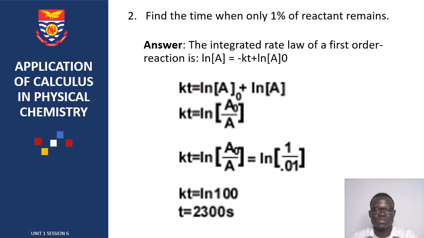their half-lives. So to calculate the time when only 1% of the reactant remains, it is necessary you recall that Kt is equal to natural log of the initial concentration of A plus the natural log of the final concentration of A. Knowing this formula, then we can substitute our values inside to find our time, and that gives us 2300 seconds.